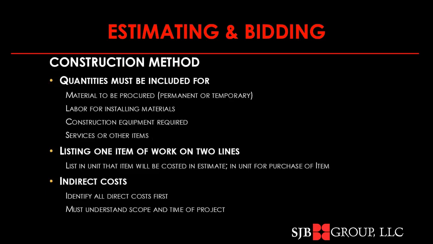The construction method has to have the quantities to be included for what material you're going to be having to procure. And this includes the permanent material that shows up in the plans and also the temporary materials that it takes to put the permanent materials in its proper place. You might have a temporary road you had to build, and it required stone to be able to do that. You got to have the money in there to buy that stone to get the road in, and also to remove the stone once the road has served its purpose.